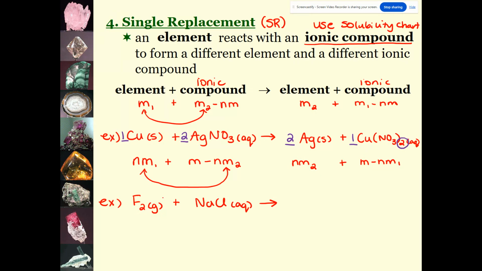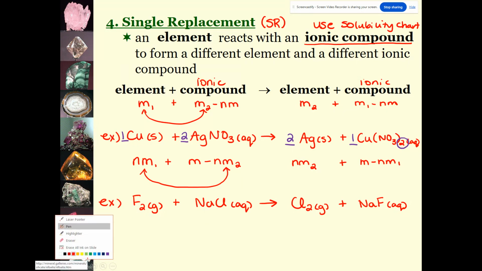So this time, like I said, my fluorine is not switching with the sodium. My fluorine is switching with the chlorine. Okay, so the chlorine will be by itself, which is diatomic by itself. And when sodium bonds to fluoride to balance their ion charges, I have 1 sodium with 1 fluoride. Okay? Again, you check your solubility chart. You see that that's soluble.